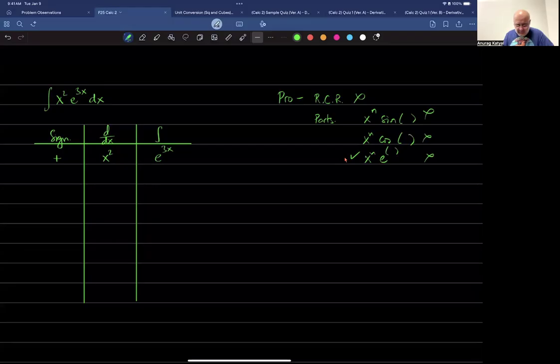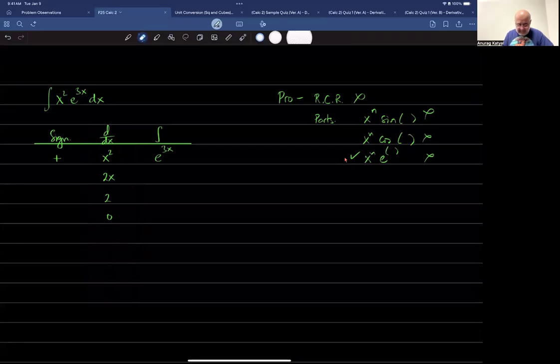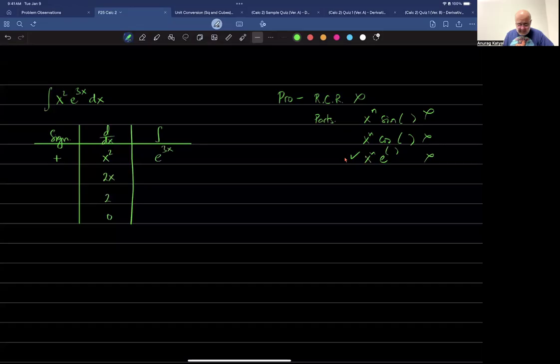Derivative of x squared is 2x, derivative of 2x is 2, derivative of 2 is 0. And the reason, again, we stop here is because the derivative of 0 would just be 0. So this would just be a bunch of zeros all the way down. The moment we hit the first 0, we can stop. So I need signs to here, and I need integrals to here. So I go plus, minus, plus.